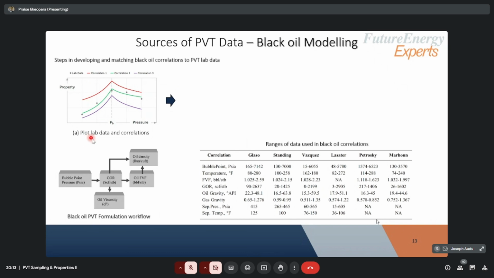First things first, we plot lab data and make corrections. So we make plots of our data, and how we do it is that we plot the property or the parameter of interest, be it BO, RS, density, viscosity. We plot them on the vertical axis against the pressure. So this one now, the dotted lines you are seeing are representing the lab. Then you now equally plot the correlations as well.